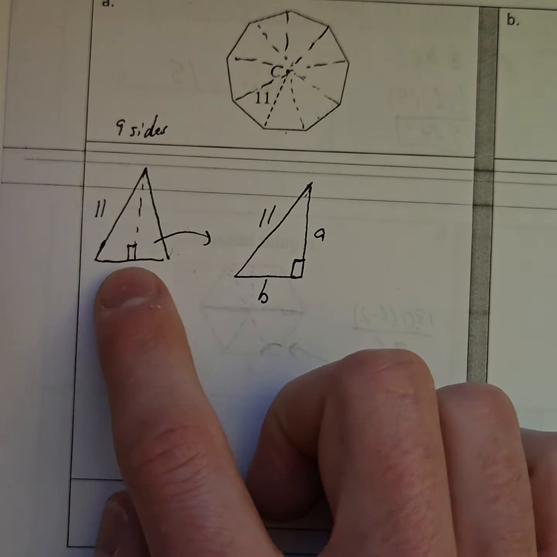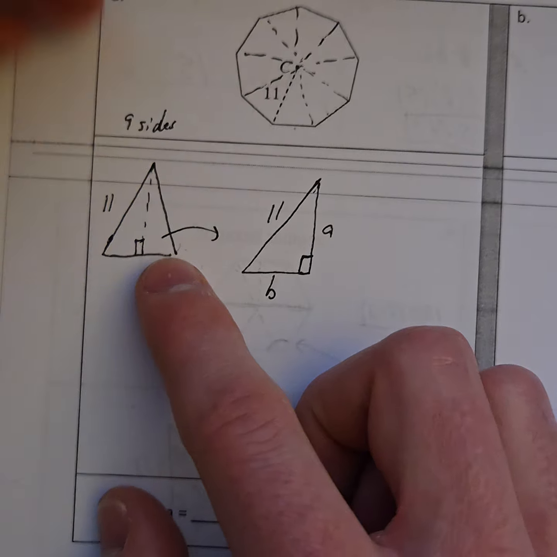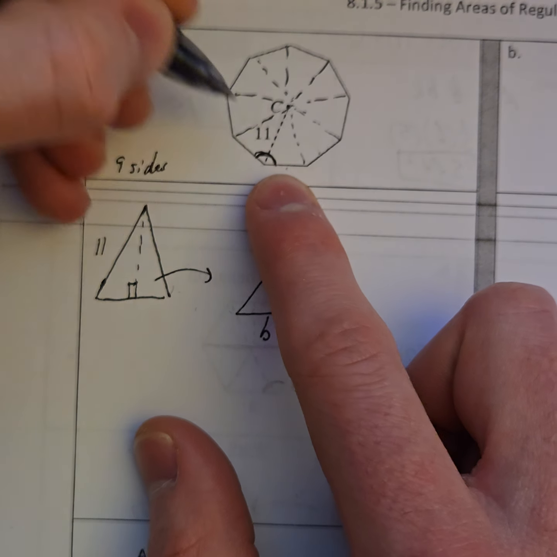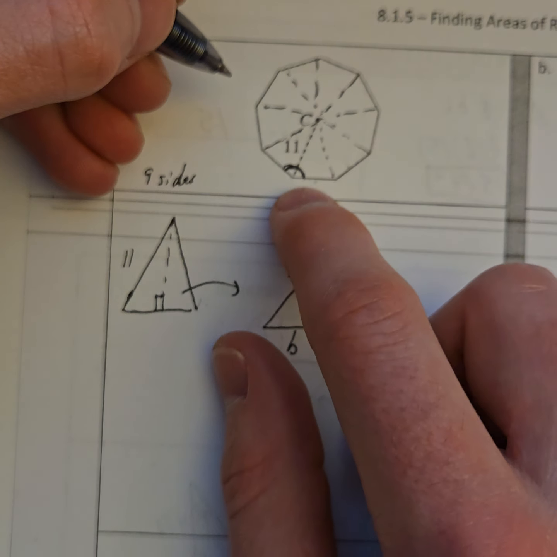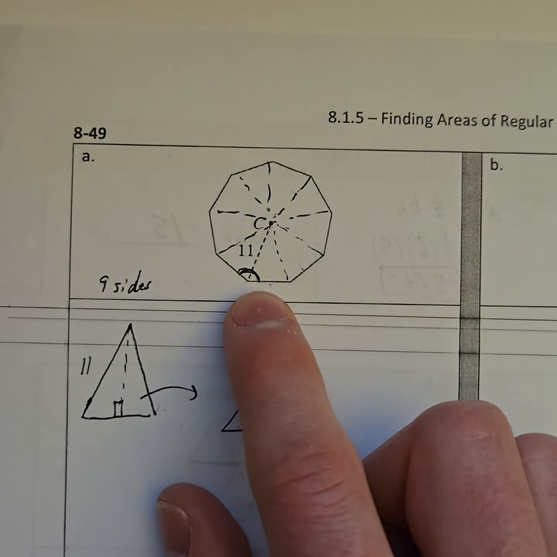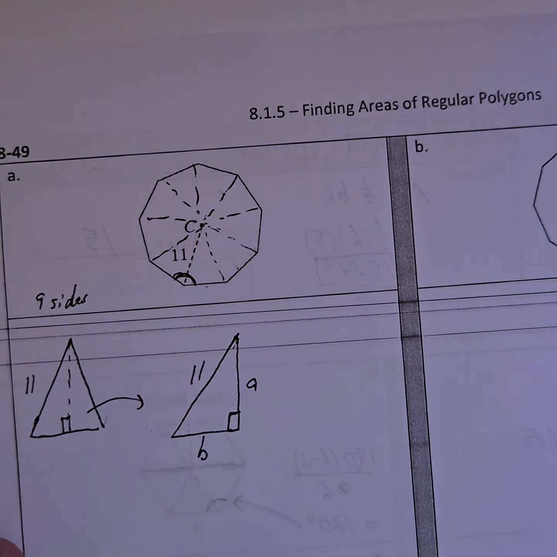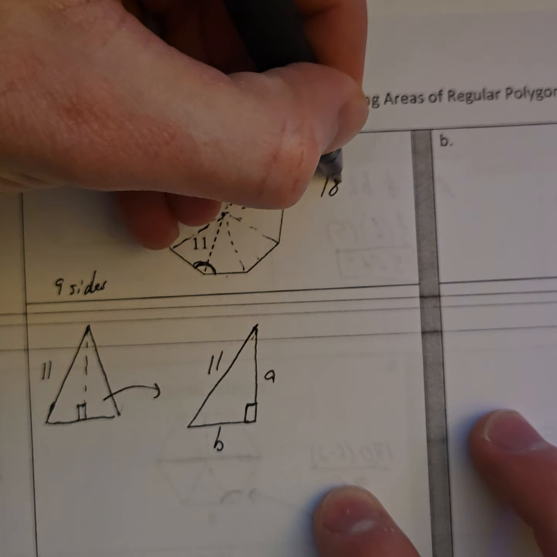Okay, so here's the deal. We want to find this angle. So remember what we did on that hexagon problem. We found the full angle first. We want to find that full angle and then split it in half because these are bisecting those angles. So use that formula. 180 times n minus 2 divided by n. Except this time we've got 9 sides. So let's go ahead and show our work up here.